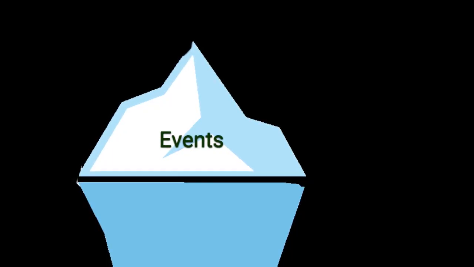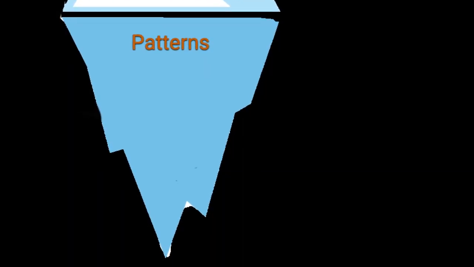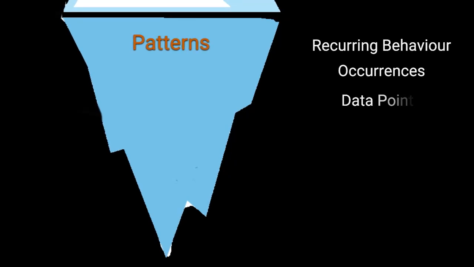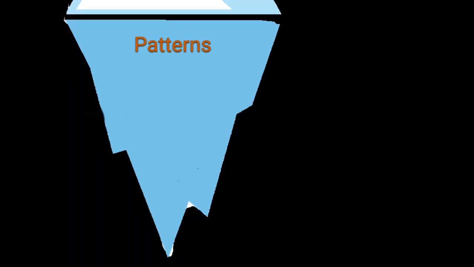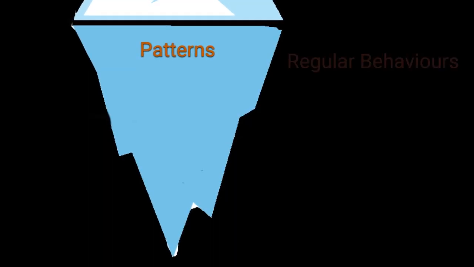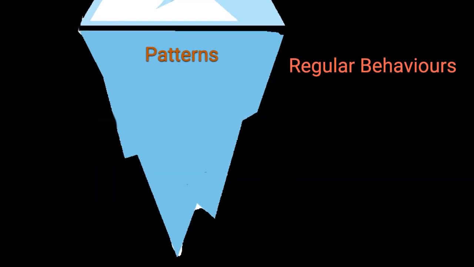Just below the surface, you find the second layer, which consists of patterns and trends. Patterns and trends are the recurring behaviors, occurrences, or data points that emerge from the visible aspects. They represent the regularities and consistencies that become evident over time. Identifying patterns and trends helps us understand the regular behaviors or occurrences associated with the visible aspects.